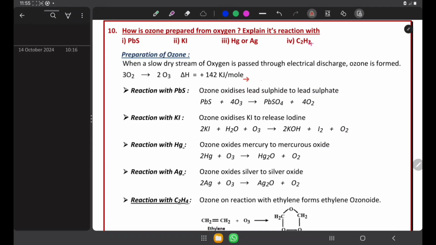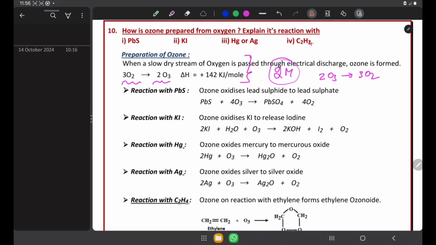This is the equation, and writing this equation correctly is very important, because sometimes in the weightage, the reaction and statements are given 2 marks weightage. Out of 8 marks you will get 2 marks here. So you have to write this equation without any mistakes. Some students make small mistakes while writing this equation. 3O2 gives 2O3, but instead they write 2O3 gives 3O2.